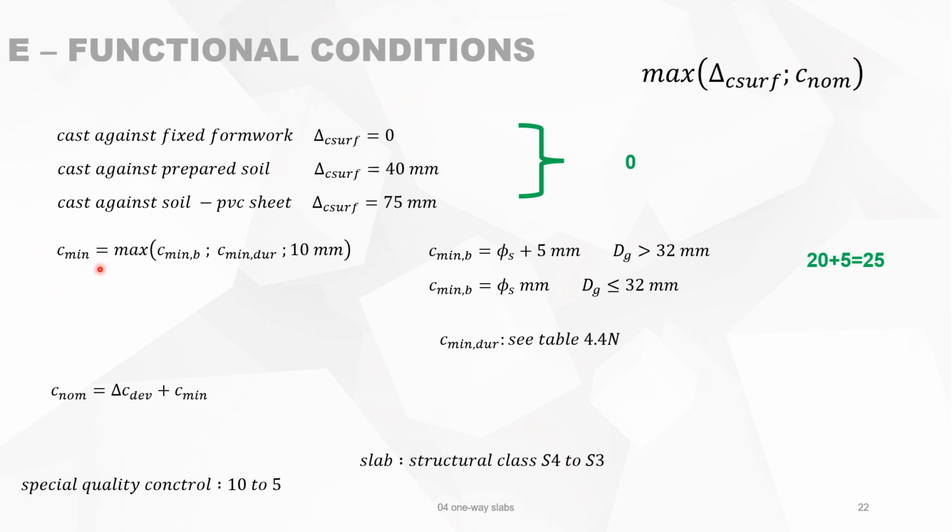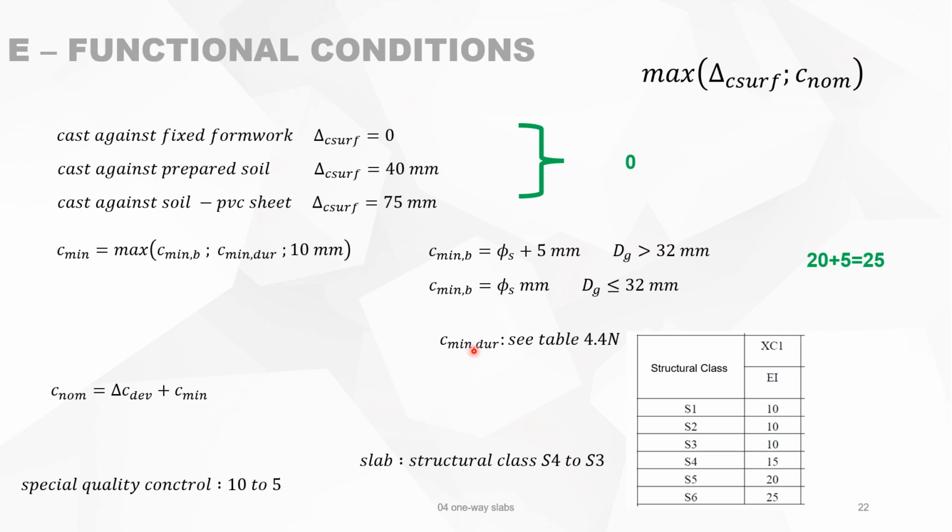Next, we will have the C min,b. Depending on the maximum grain size, it will be smaller than 32 or bigger than 32. We do not know the maximum grain size at this moment, so you put yourself on the safe side and you can use the maximum diameter plus 5 millimeters. Of course, for office buildings, it's often less than 32 millimeters. So C min,b is 25.